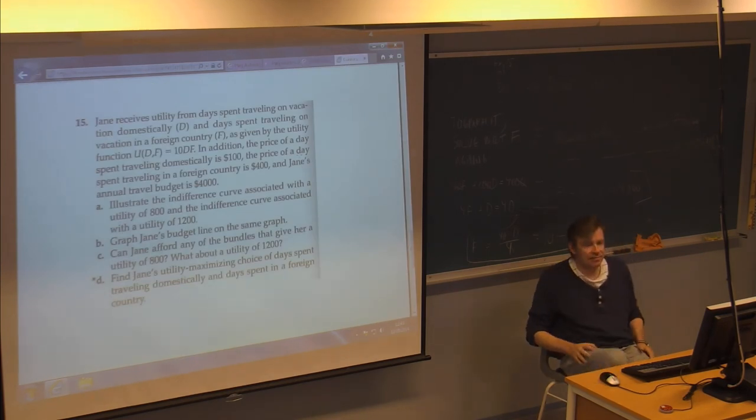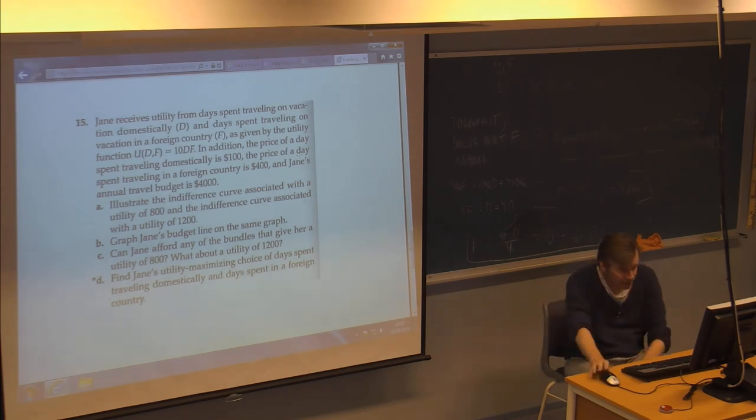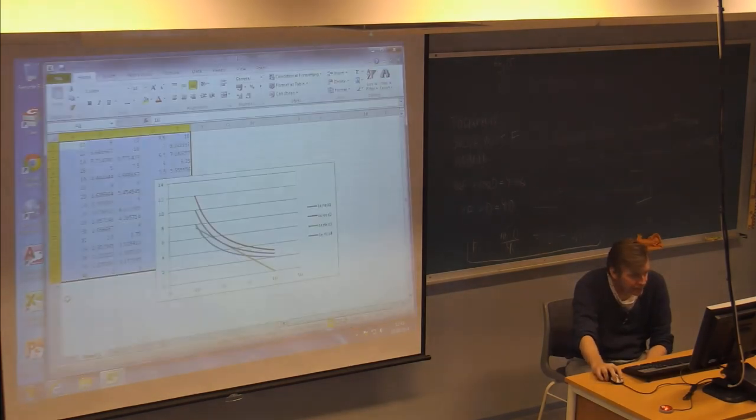Then question C. Can Jane afford any of the bundles that give her a utility of 800? What about a utility of 1200? If we start with 1200, it's fairly obvious, isn't it? If we return to the figure, the red one here is the utility of 1200. And the budget constraint is here. So Jane has to be either on this straight line or under it. So she cannot reach the red line at all. So the 1200 utility is unreachable for Jane.